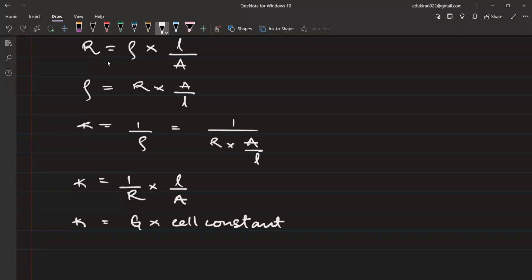Okay, and from here, we are also going to derive the unit of kappa. 1 upon R is conductance, so conductance will be in Siemens, and L will be in centimeter. Area of cross section will be in centimeter square. That means it will be Siemens per centimeter.